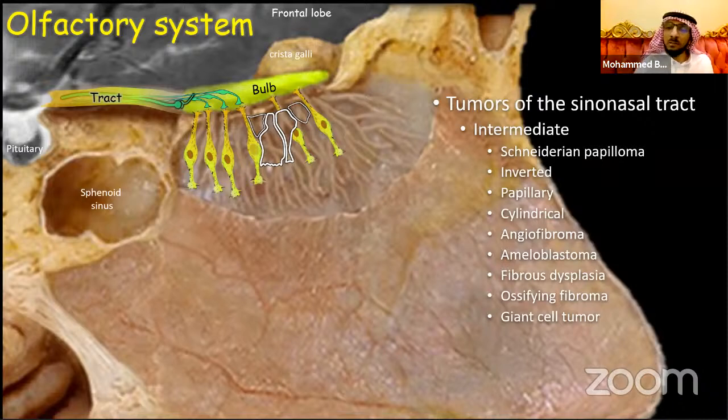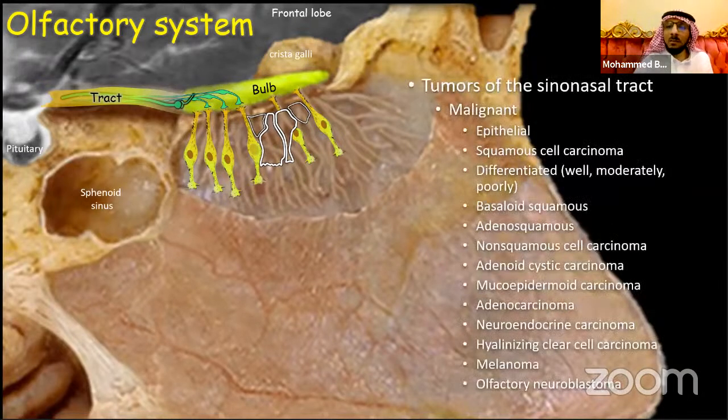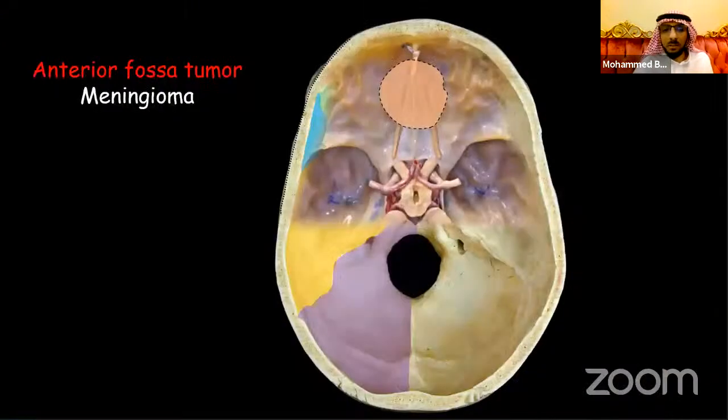Inverted papilloma is intermediate. Schneiderian papilloma, as well as angiofibroma and giant cell tumor, are important pathologies that we need to understand as skull base surgeons. And there are highly malignant tumors such as squamous cell carcinoma, as well as adenoid cystic carcinoma, and non-squamous cell carcinoma, which are common here in the Middle East. Melanoma is not as common in comparison to North America.